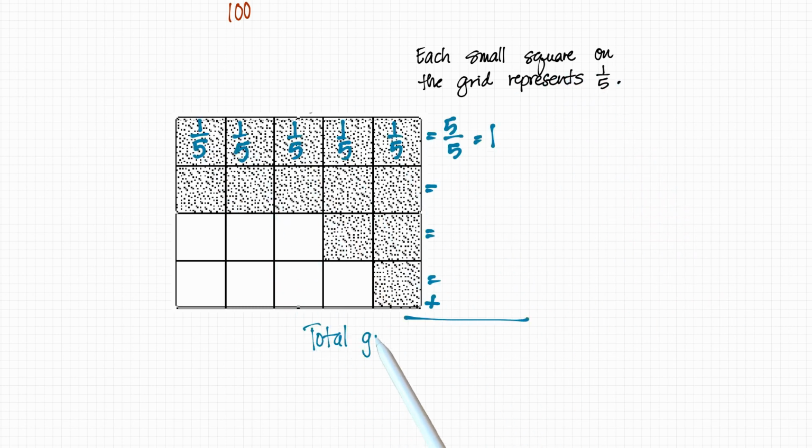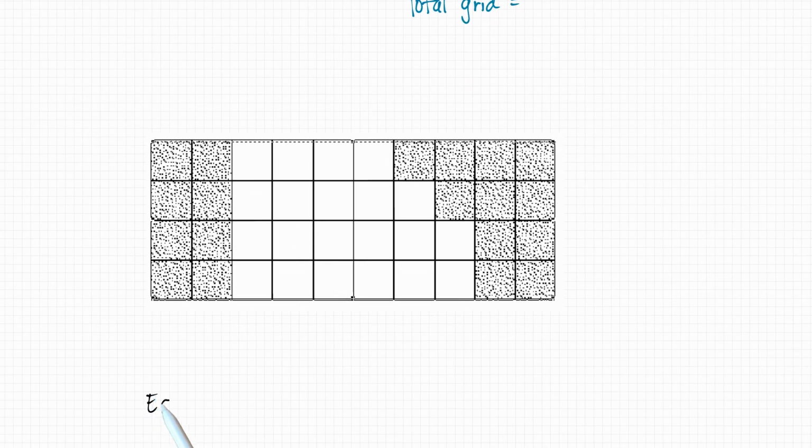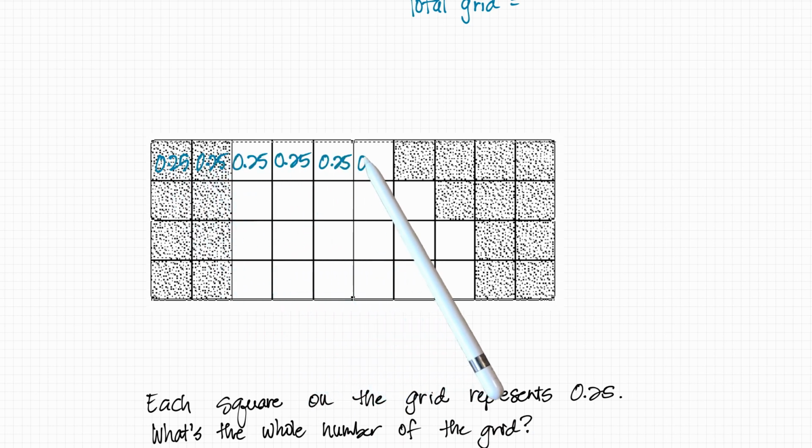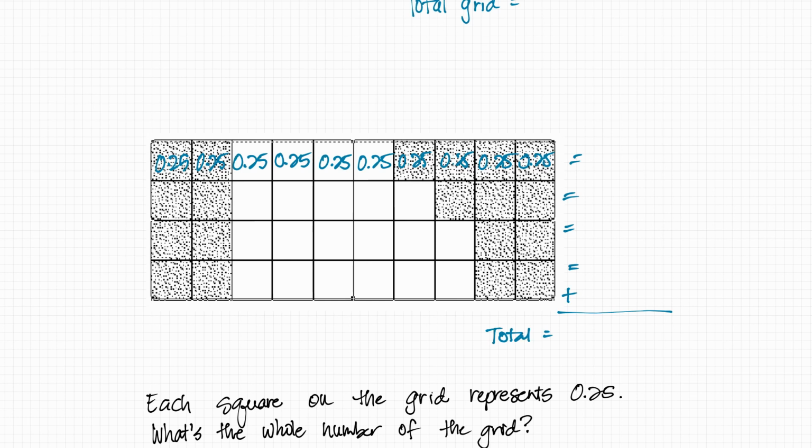In the next problem, you're going to be asked to analyze this shape. Each square on the grid represents 25 hundredths. What's the whole number of this grid? Same thing, same concept as the 1/5 grid, but this time we're working using decimals. So if each square, regardless of pattern, is 25 hundredths, then how much is the total grid?